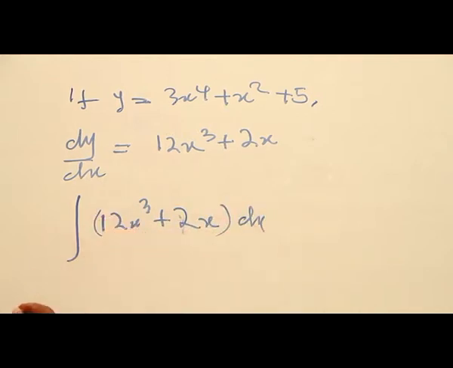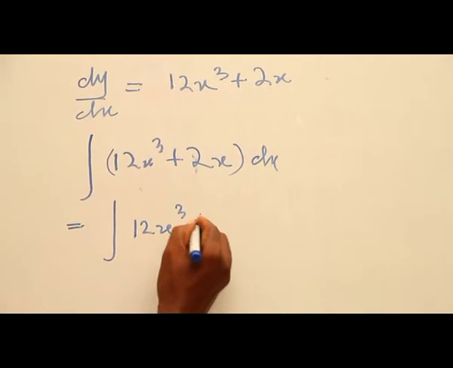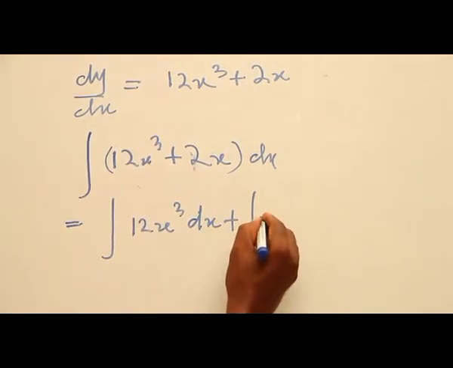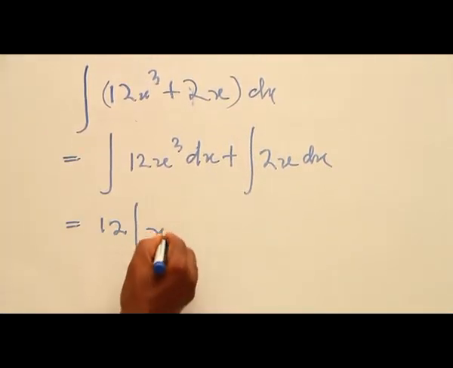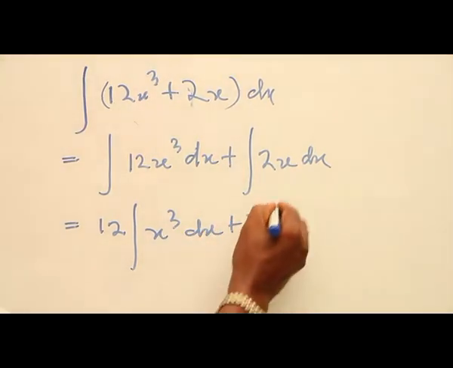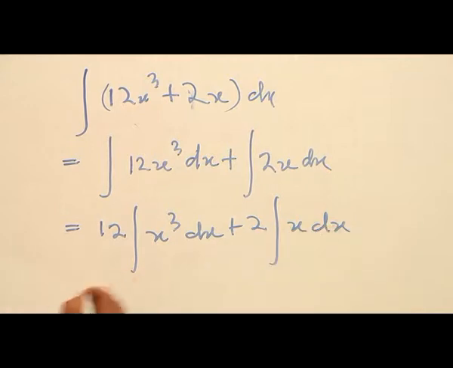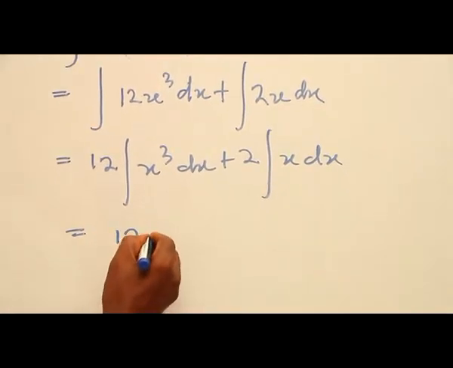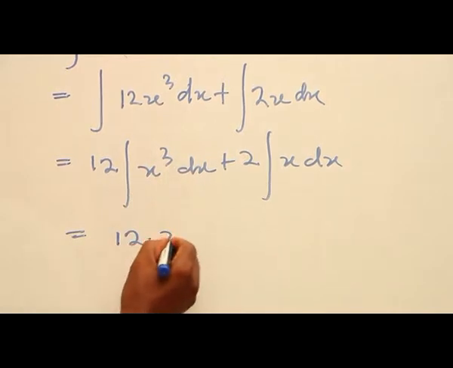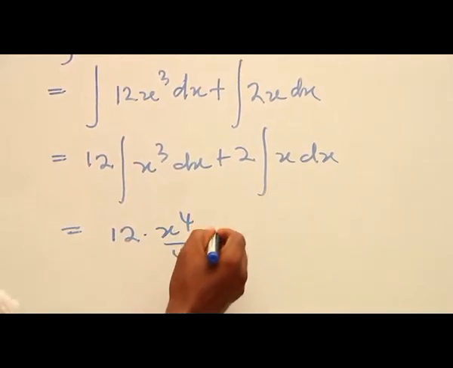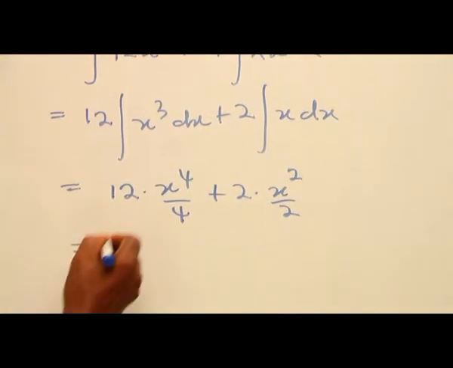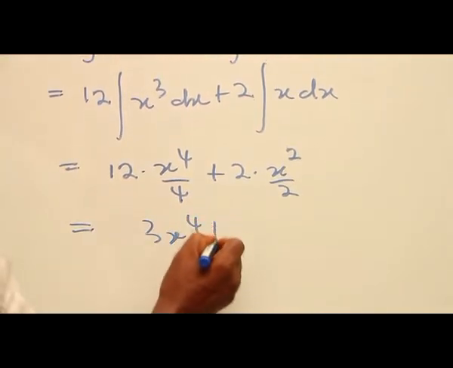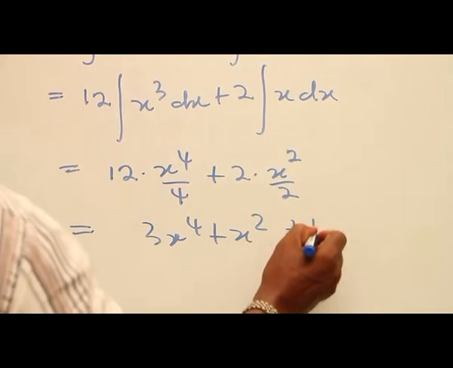Now, if you integrate 12s to the power 3 plus 2s with respect to s, what will you have? You will have the integration of 12s cubed ds plus the integration of 2s ds. Going further, your 12 is out, and then you have s cubed with respect to s. Your 2 is out with s with respect to s. If you integrate s cubed, you have s to the power 4 all over 4, multiplied by 12. If you integrate s, you have s to the power 2 all over 2. The result is 3s to the power 4 plus s to the power 2, then plus the constant of integration.